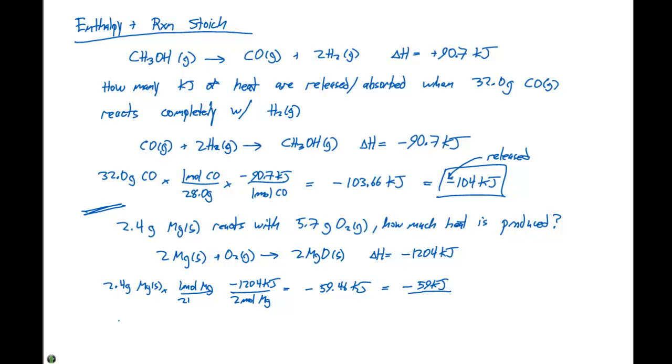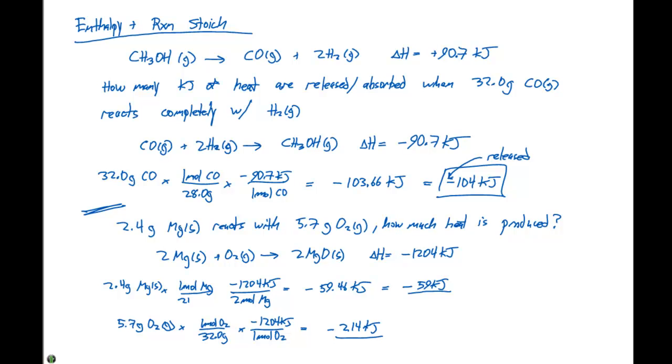So now we need to take our 5.7 grams of O2 and perform the calculation as if the oxygen was the limiting reactant. So for every 1 mole of O2, we have 32.0 grams, and we know that for every 1 mole of O2 that reacts, we get negative 1204 kilojoules of energy. This gives us negative 214 kilojoules.